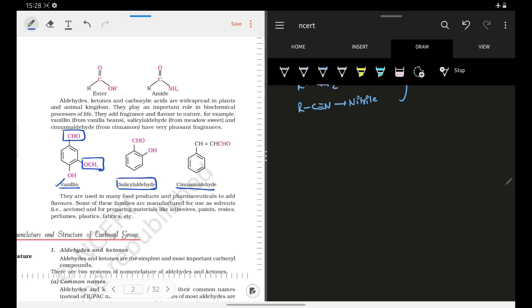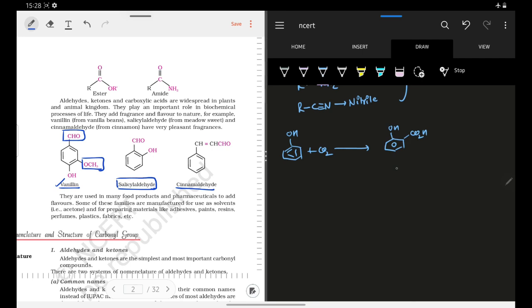So remembering salicylaldehyde is very important, because in the previous chapter only we have read Kolbe's reaction. We read in Kolbe's reaction we make salicylic acid. What is salicylic acid? How is it made? We take phenol and then we make it react with CO2, and the product formed is salicylic acid, with CO2H.